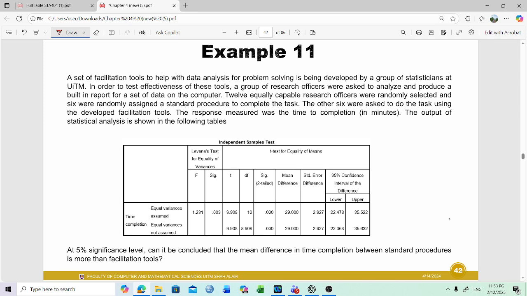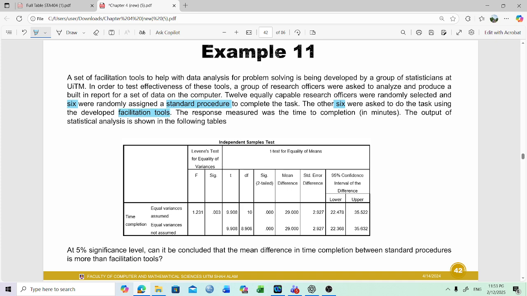First of all, of course, you need to read the question first. Given here is 12 equally capable research officers were randomly selected and 6 were randomly assigned to standard procedure to complete the task. So you know that the first group is a standard procedure. The other 6 were asked to do the task using the developed facilitation tool. So this is another group. The first group is the standard procedure, which is n equal to 6, and another 6 belongs to facilitation tools.